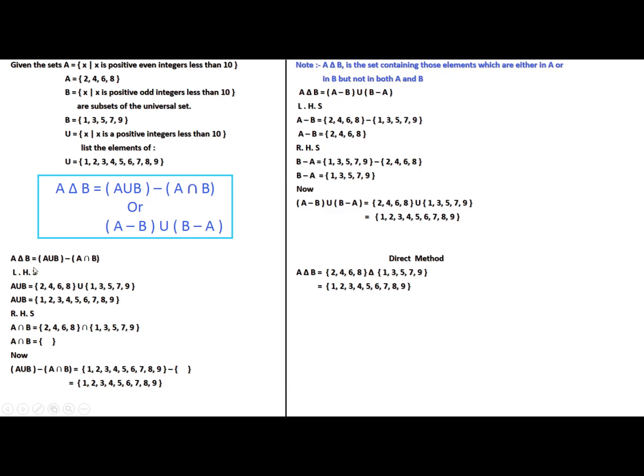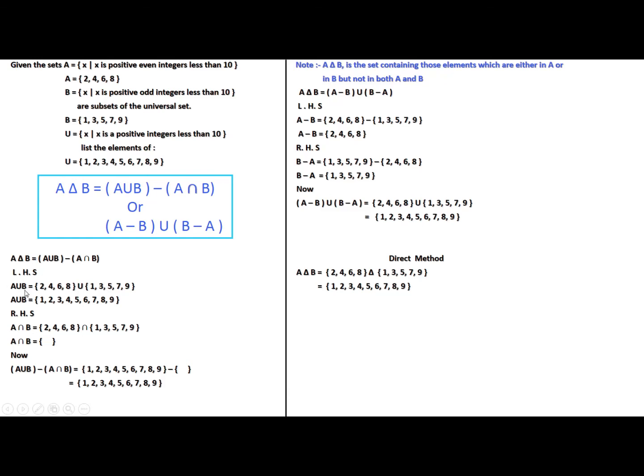A symmetric difference B is equal to (A union B) difference (A intersection B). See, before the difference sign, what is written in the bracket, A union B, we will put as the left hand side, and after the difference sign, A intersection B, we will put as the right hand side. So first we are going to find out the left hand side.